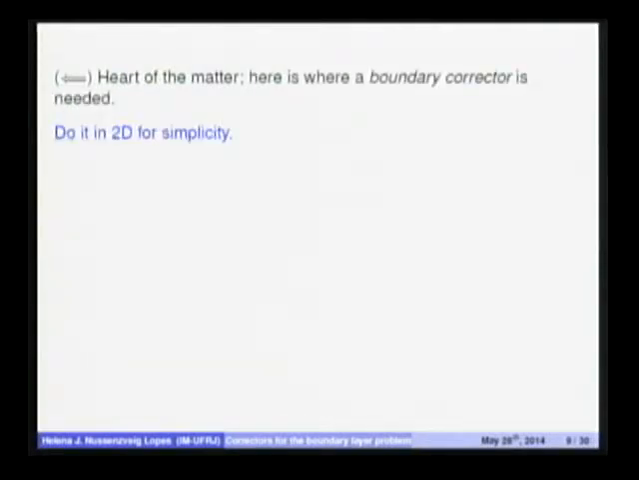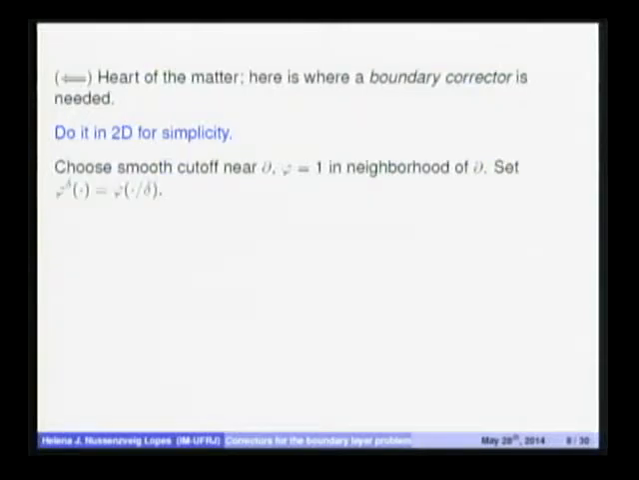Okay, now the sufficiency is the heart of the matter, and here's where you need a boundary corrector. So again, we do it in 2D for simplicity. We choose a smooth cutoff near the boundary. This is Kato's proof, essentially. I'm going to choose a cutoff near the boundary, so phi is equal to 1 in the neighborhood of the boundary.